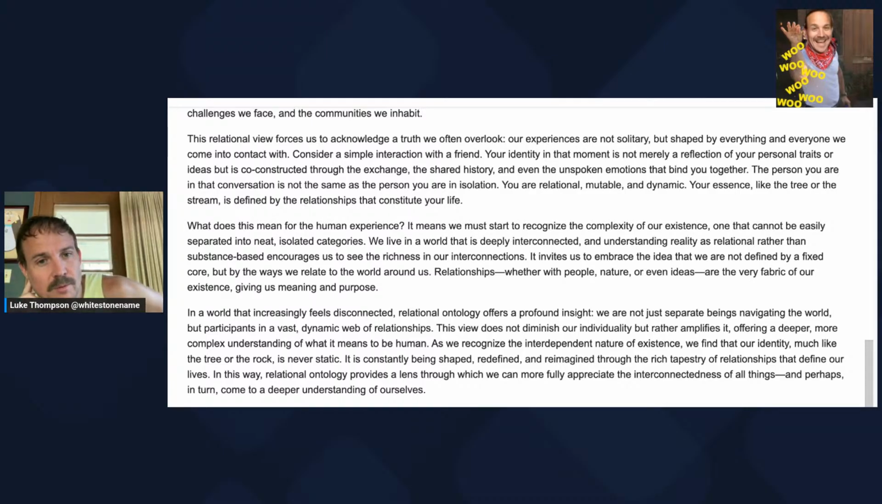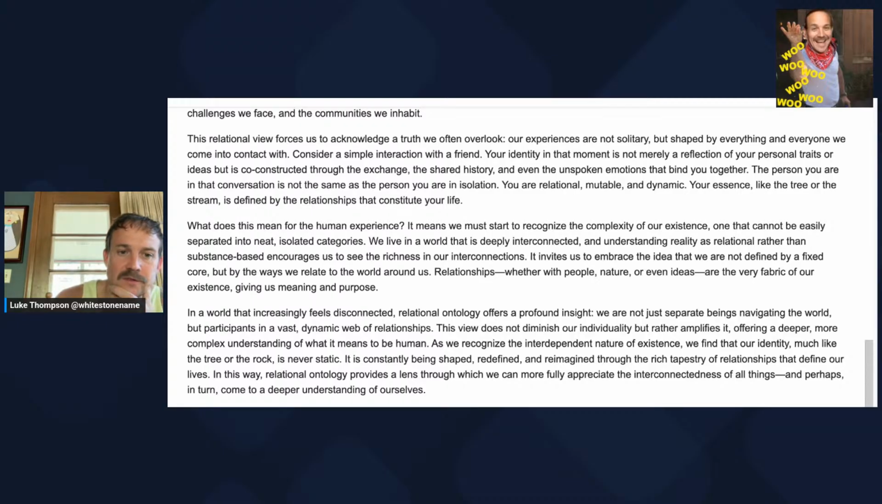What does this mean for the human experience? It means we must start to recognize the complexity of our existence, one that cannot be easily separated into neat, isolated categories. We live in a world that is deeply interconnected, and understanding reality as relational rather than substance-based encourages us to see the richness in our interconnections. It invites us to embrace the idea that we are not defined by a fixed core, but by the ways we relate to the world around us. Relationships, whether with people, nature, or even ideas, are the very fabric of our existence, giving us meaning and purpose.